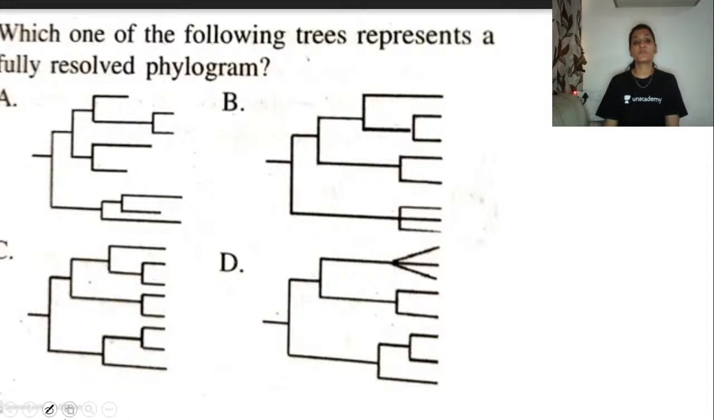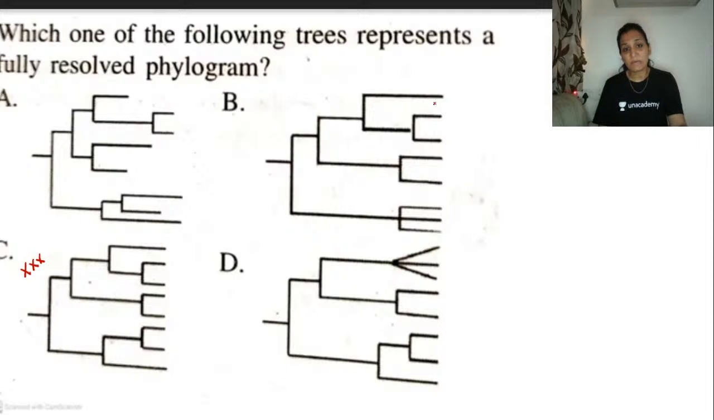Then, which one of the following trees represents a fully resolved phylogram? Can you see the options A, B, C, and D? Can you see in the C one that all the descendants are of equal length? When the descendants are of equal length, it is not a very good representation, like a dendrogram. It is not telling you the right information. So C cannot be right at all.